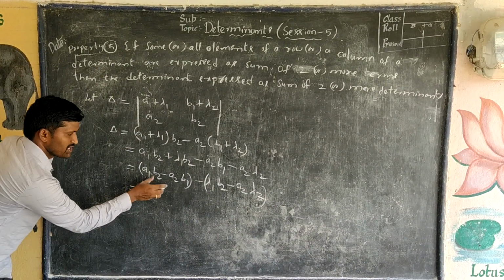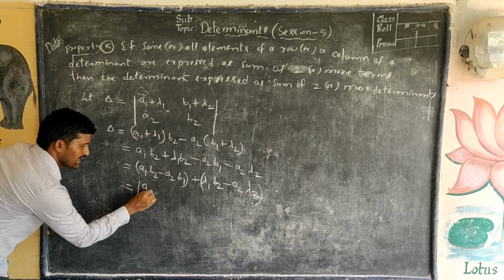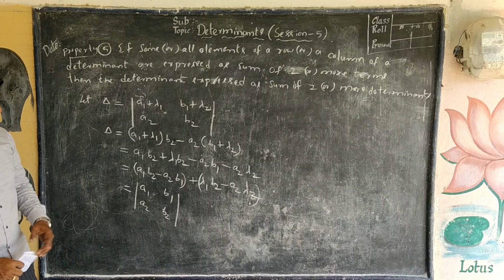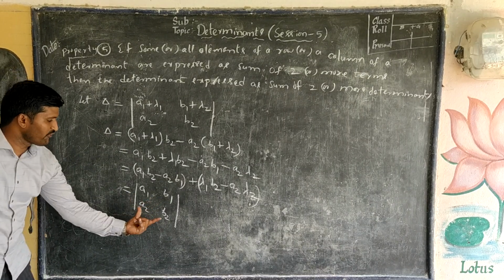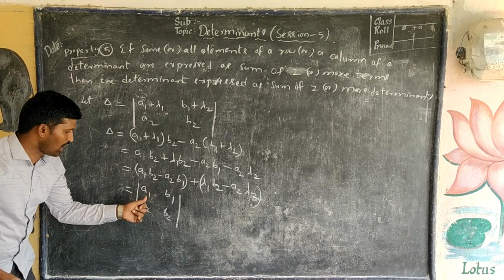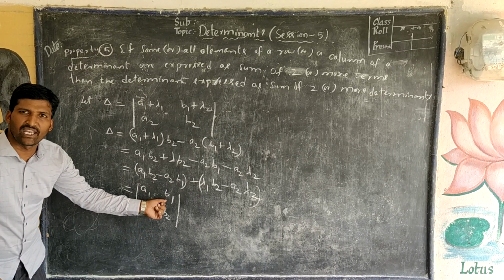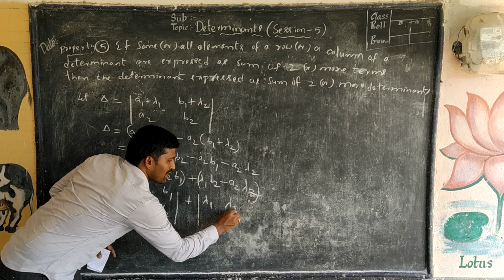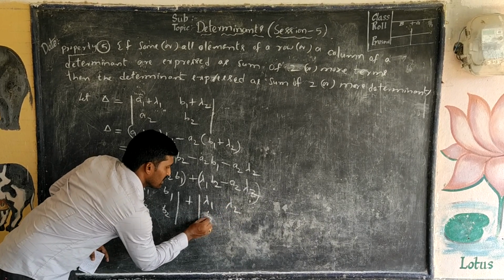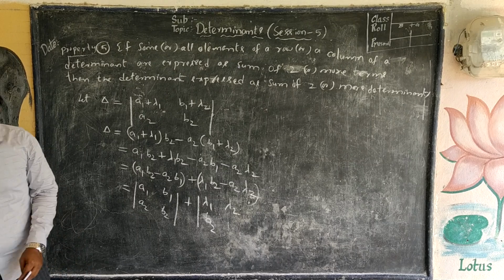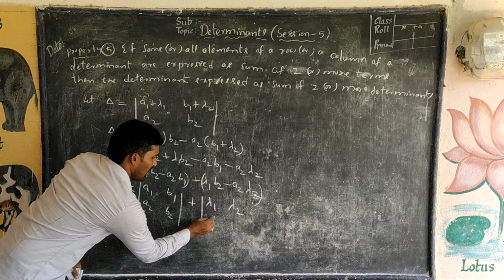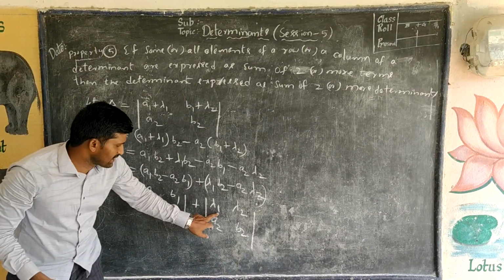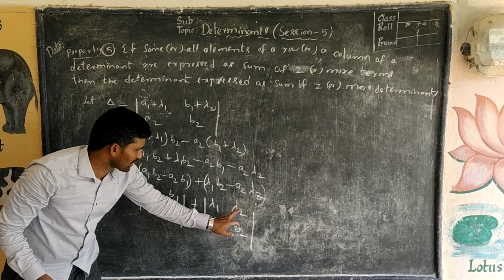So this total expression is the value of the determinant a1 b1 a2 b2, plus the determinant lambda 1 lambda 2 a2 b2. If you expand the first, you get a1 b2 minus a2 b1. If you expand lambda 1 lambda 2 a2 b2, what will you get? Lambda 1 b2 minus a2 lambda 2.